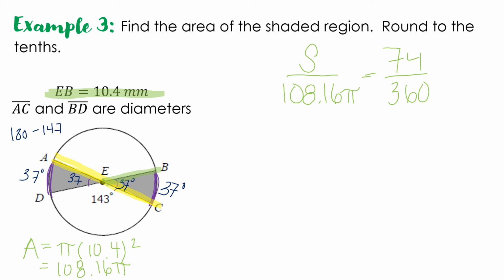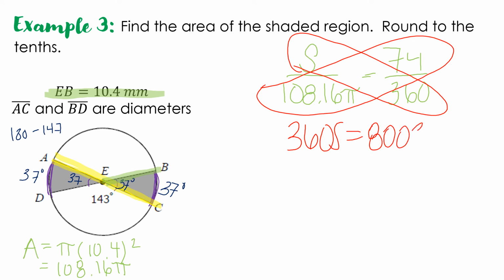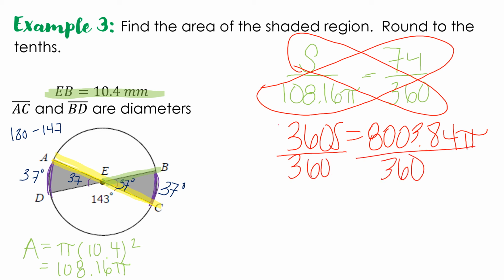So now we cross multiply. 360S equals 108.16 times 74 is 8,003.84 pi. Then we divide by 360. And then we go to our calculator, hit that fraction button, type it in exactly how you see it. You should get a nice approximation, which should be 69.8. The unit is millimeters, and because it's area, squared.